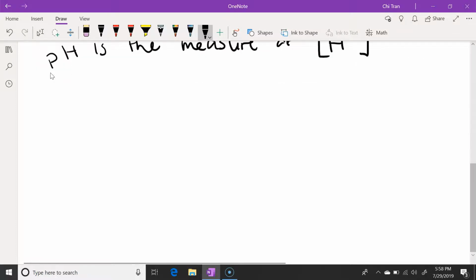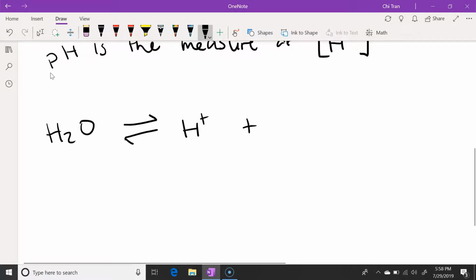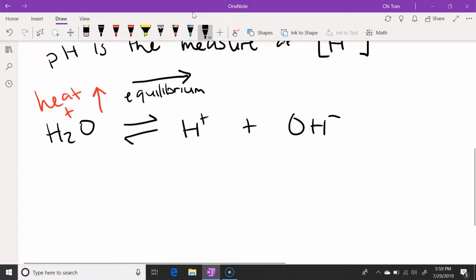Let's look at a dissociation equation of water. So we have water dissociating into H plus and OH negative. And remember, this is an endothermic reaction, so there is heat on the reactant side. If we were to have an increase in temperature, heat would increase, and the equilibrium will shift to the right. And we would have an increase in the products.